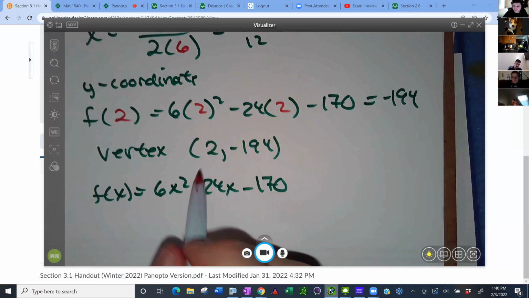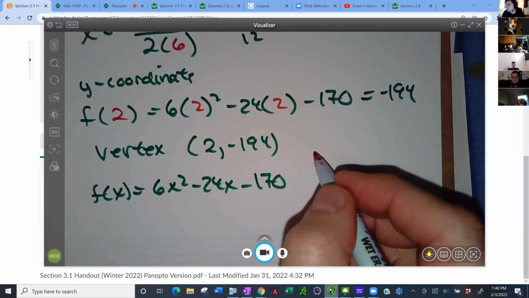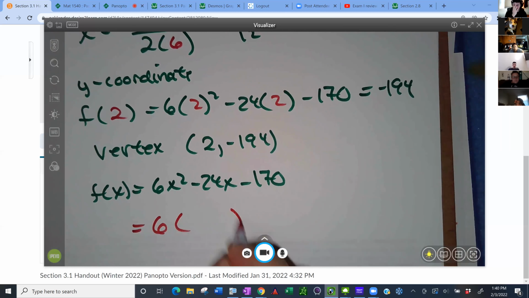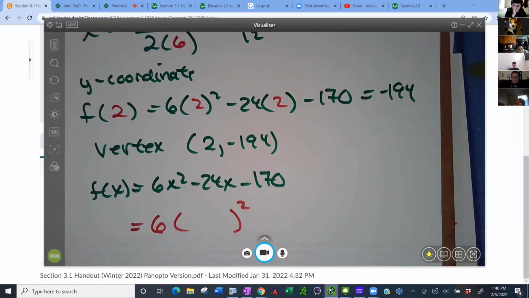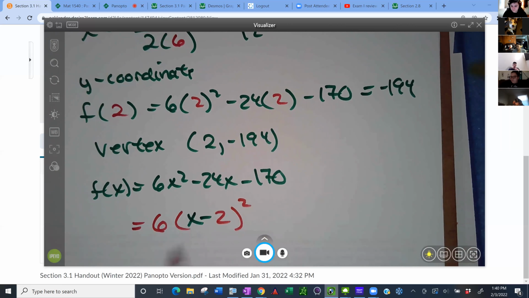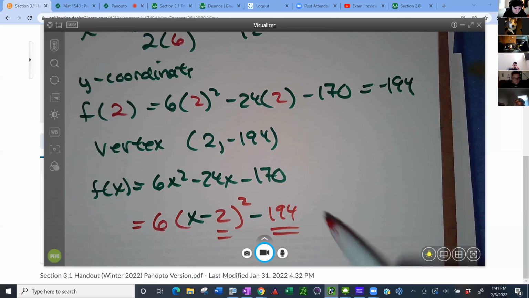That gives me a way to write this in standard form. And I didn't even look at the graph. How cool is that? In standard form, I put a 6 out in front. Inside here, I'd put x minus 2. And then outside, I'd put minus 194. And now that's in standard form. So 2 for the price of 1 on that one.